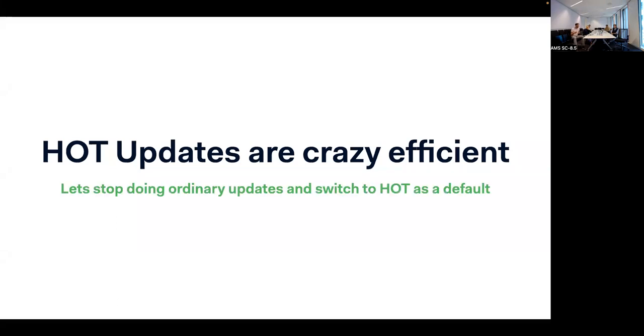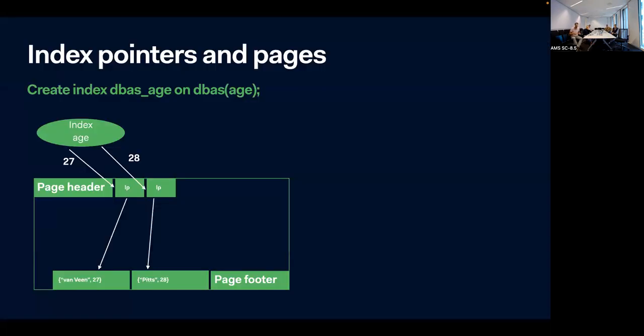Well, if it's so much more efficient to do hot updates, let's stop doing the ordinary updates. Well, that's fine. Let's look at a very simple table. We have a table, DBAs, and it contains your two favorite DBAs, me and Dave. And we create an index on our age. So I'm 27, Dave is 28, he's a year older than I am.